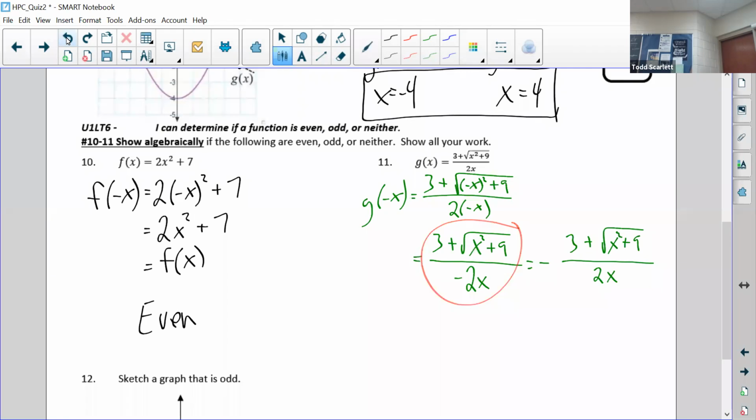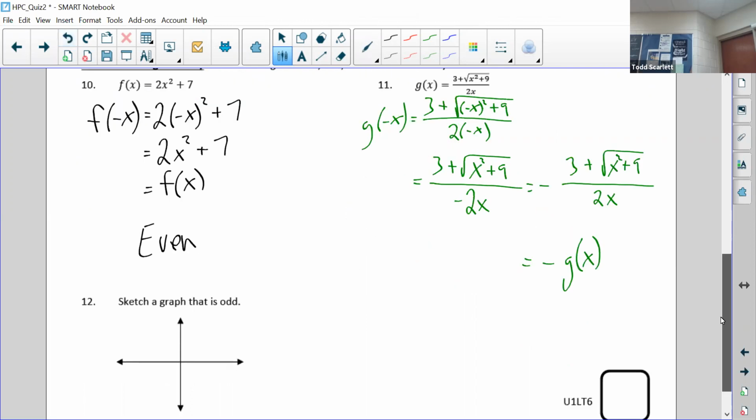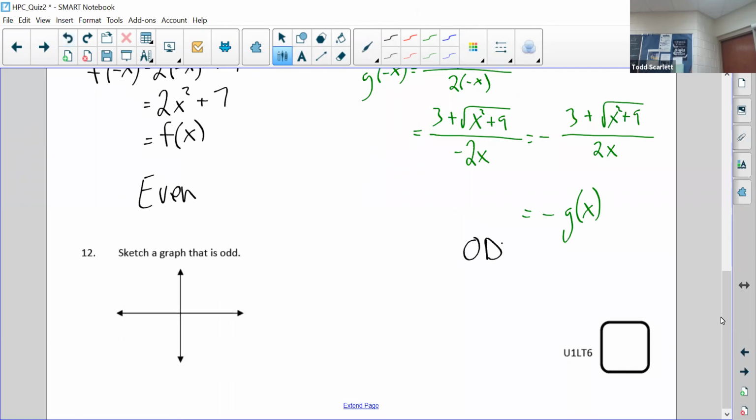And what does that look like? That looks exactly like negative g of x. So what happened? You replaced x with its opposite, and you ended up with the opposite of the y value. That only happens with odd functions. So that function is odd.